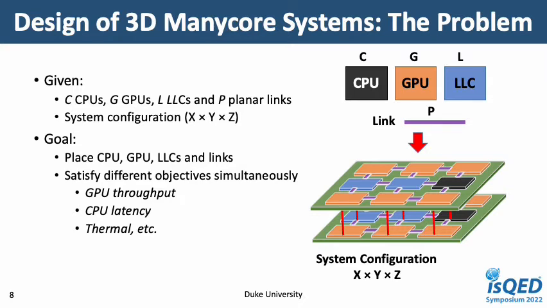While designing this architecture, we want to address the problem of communication. We want a design that can handle the many to few to many traffic and has lower temperature, while also optimizing for other requirements like GPU throughput, latency or reliability. So essentially this is how we can design a 3D heterogeneous many-core system.